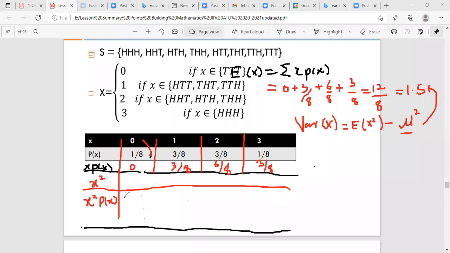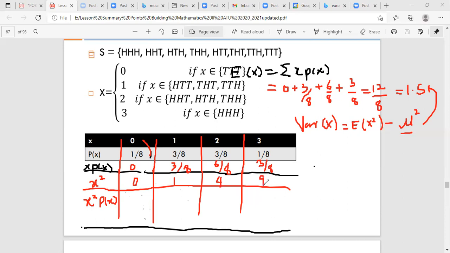So this will give us x squared. When we square 0, 0 squared will be what? 0. Okay. Then 1 squared is what? 1. 2 squared is what? 4. 3 squared will be what? 9.